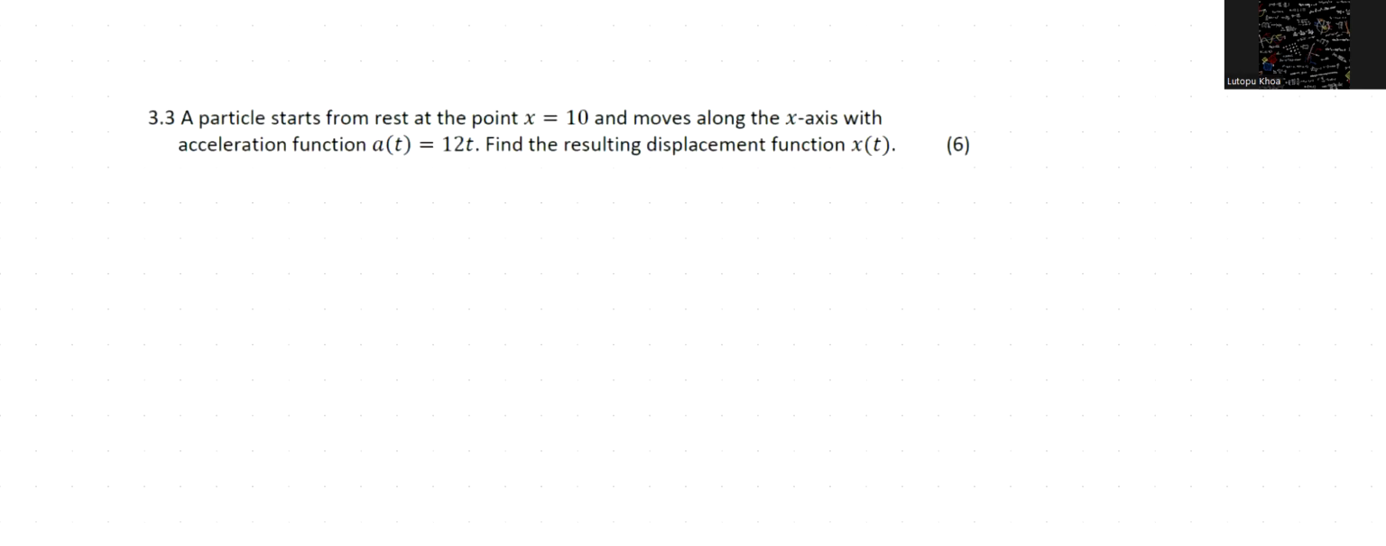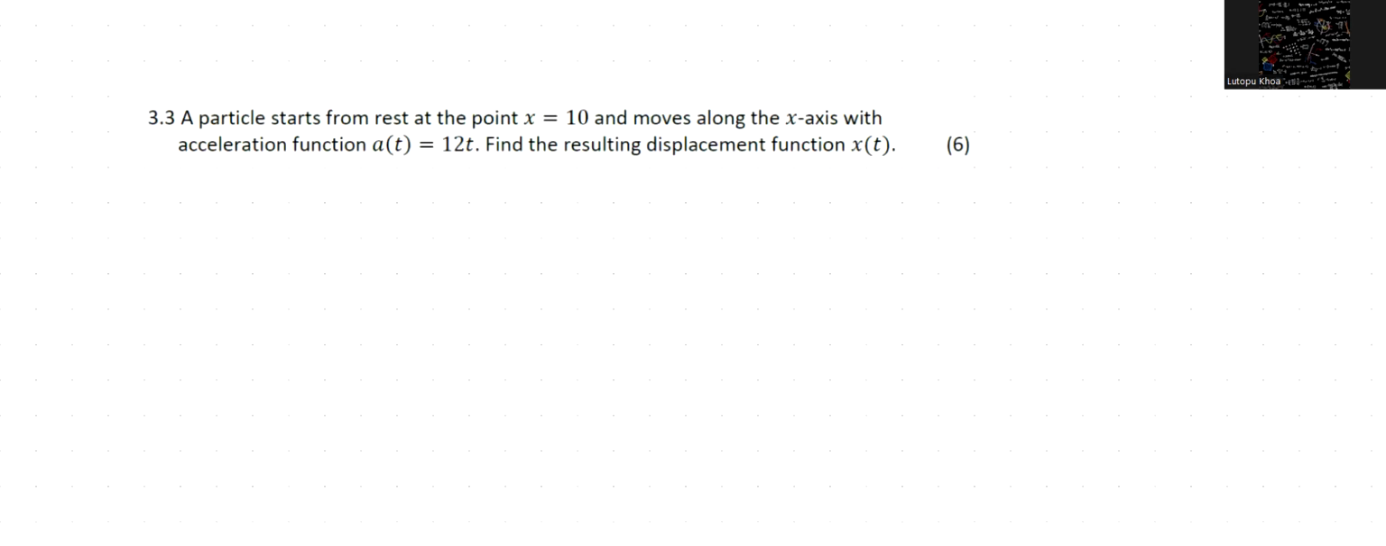Particle starts from rest, so that means the initial velocity is 0 at the point x is equal to 10 and moves along the x-axis with the acceleration equals to 12t. Find the resulting displacement function x. Okay, so that's the displacement. So basically we are asked to find the displacement.